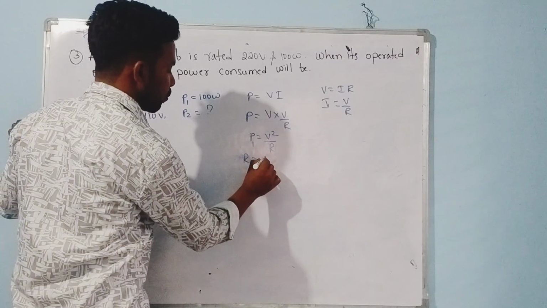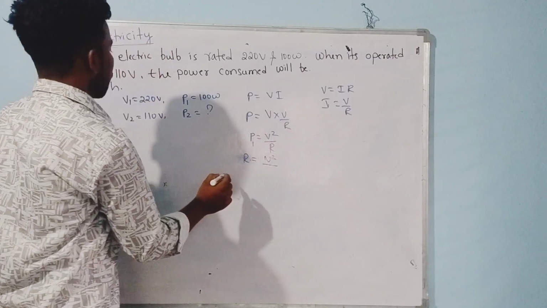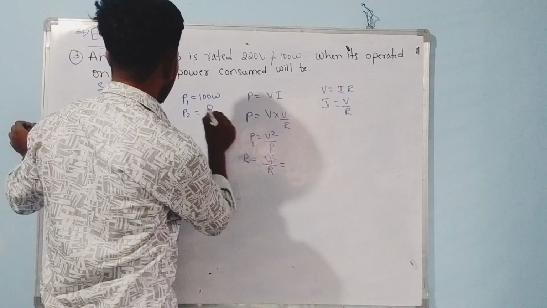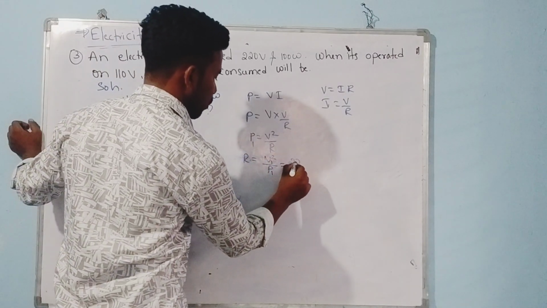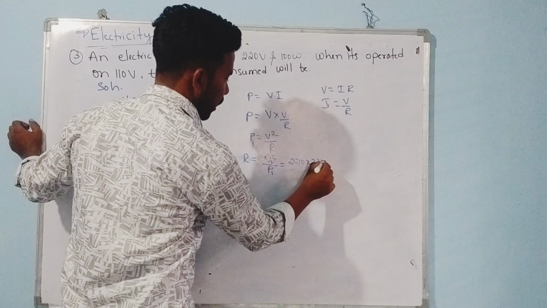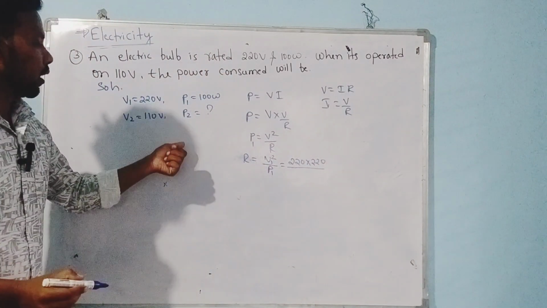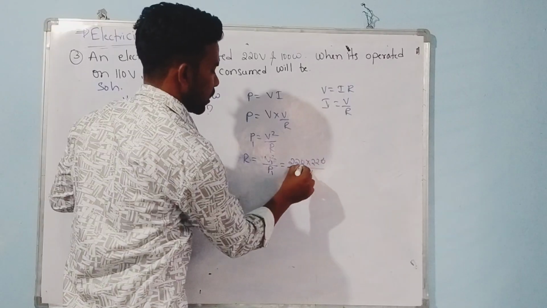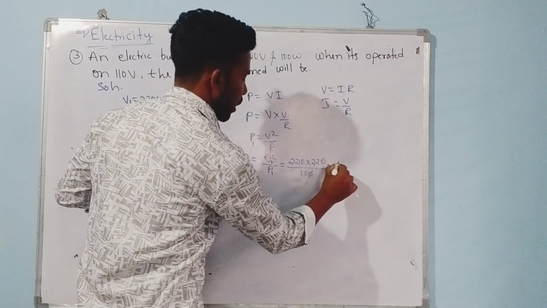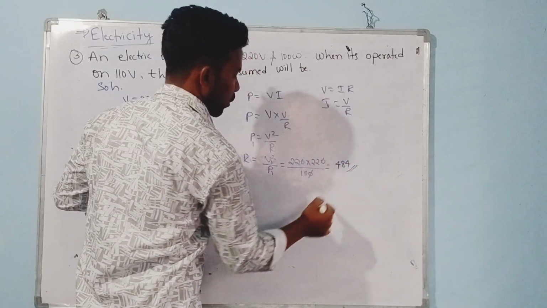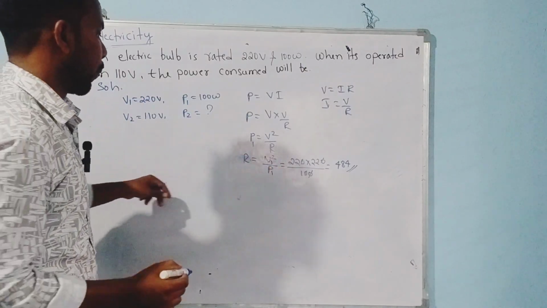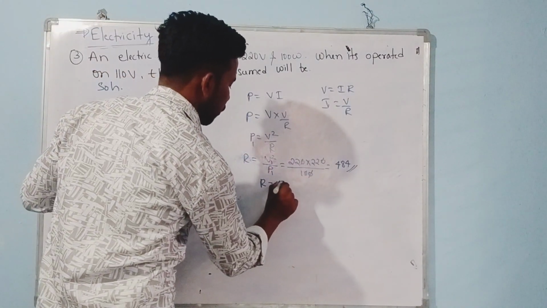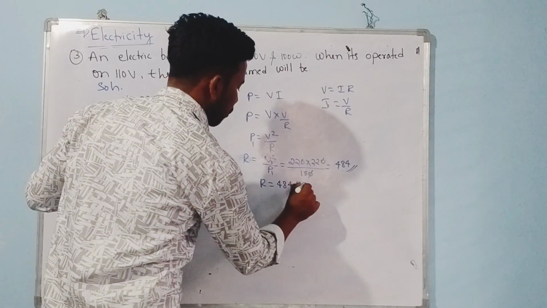R is equal to V1 square by P1. So V1 is how much? 220. Square means 220 into 220 divided by P, power how much? 100. This 0 cancels, this 0 cancels. 22 square is 484. Now what we got? We got resistance R is equal to 484 ohm.